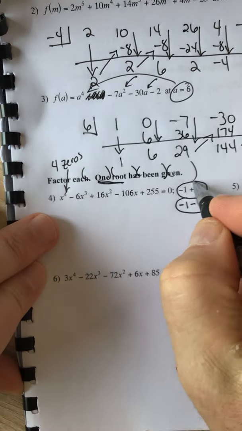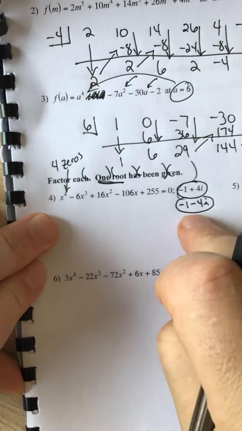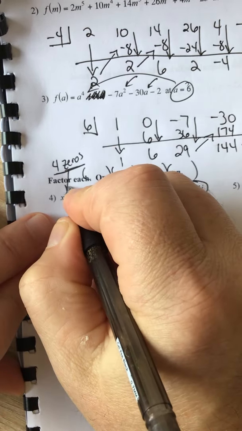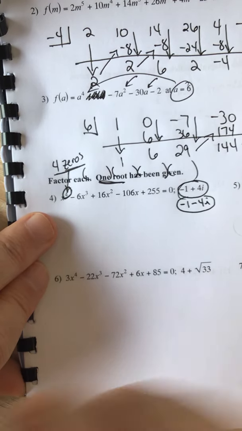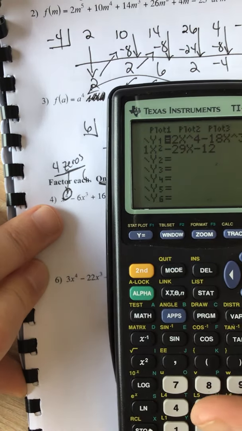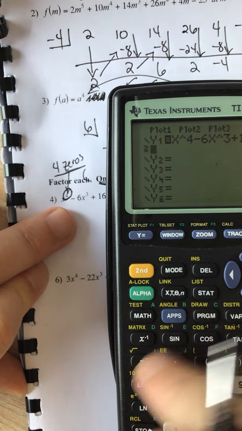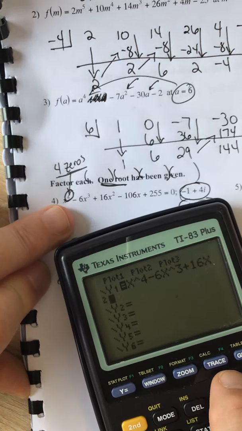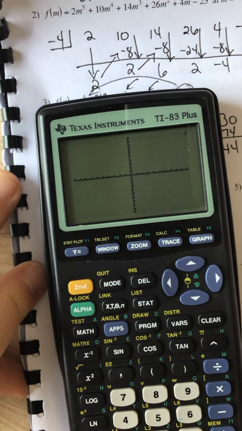So what that's saying is if you take this and plug it in for the x, x, x, and x, it all adds up to 0. Okay, well, so does this one. But there's 4 of them. There's always the highest degree amount of them. Well, we could put all this in the computer again and find the zeros like we've been doing before. I could go to y equals and put in x to the fourth minus 6x to the third plus 16x squared minus 106x plus 255 and graph it.